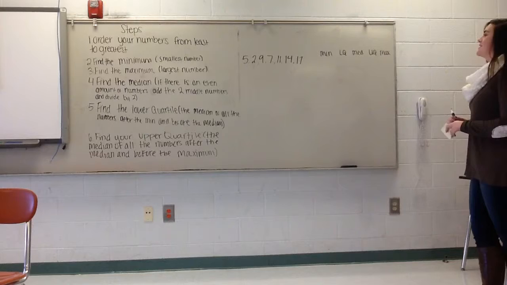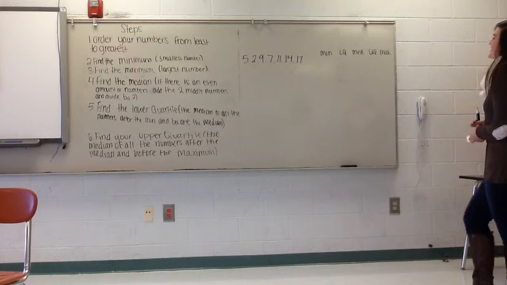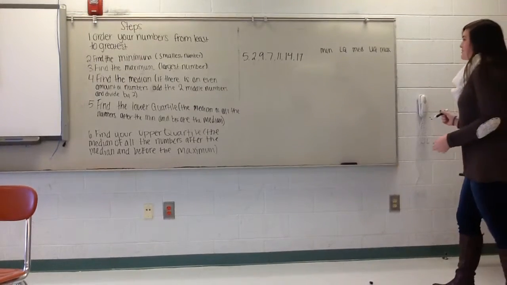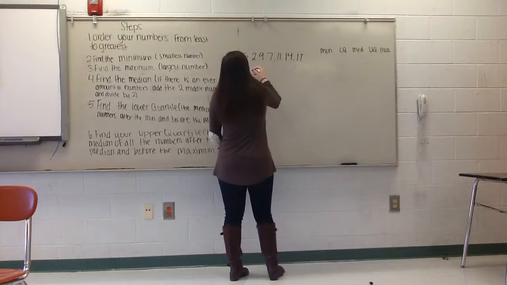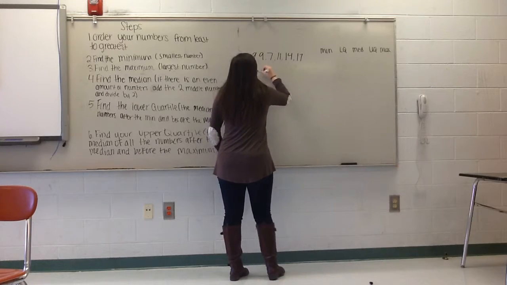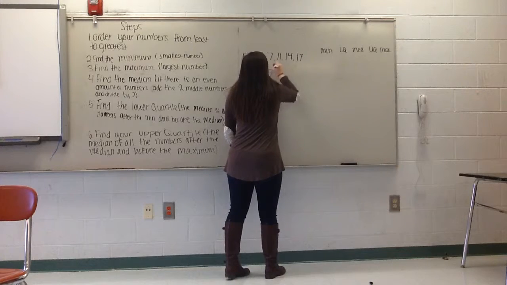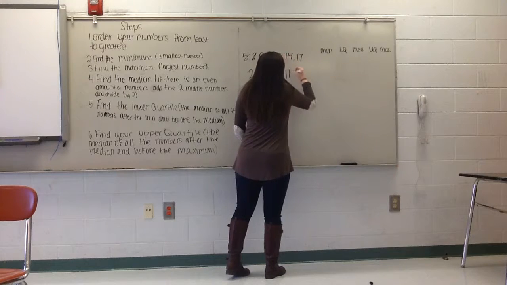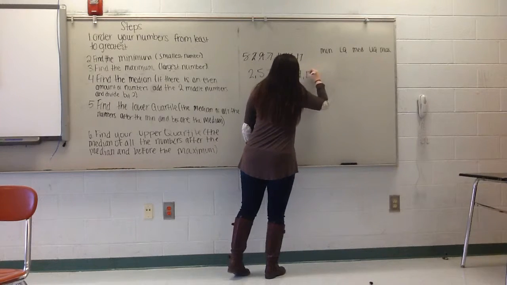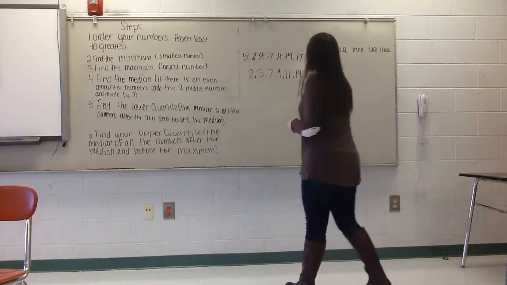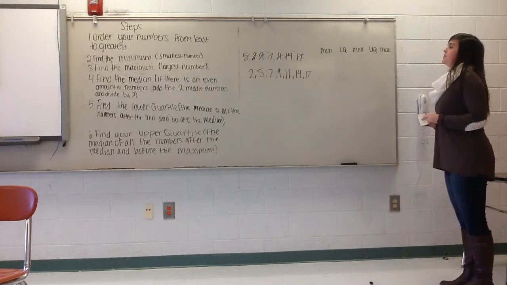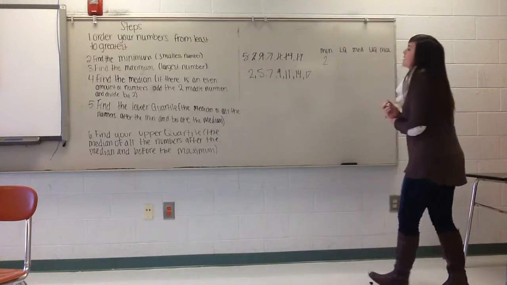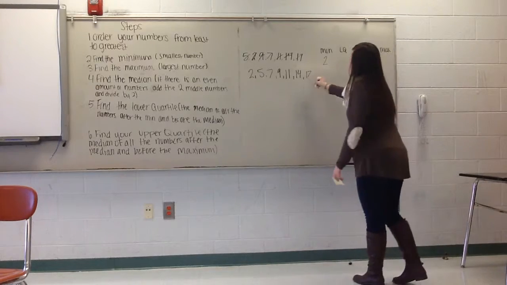Your example for this lesson is 5, 2, 9, 7, 11, 14, and 17. The first thing you do is order your numbers from least to greatest, which is 2, 5, 7, 9, 11, 14, and 17. Your second step is find the minimum, which is your smallest number, 2. Your third step is find the maximum, which is your largest number, 17.